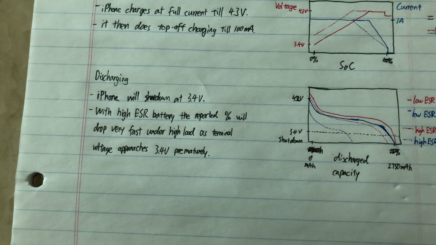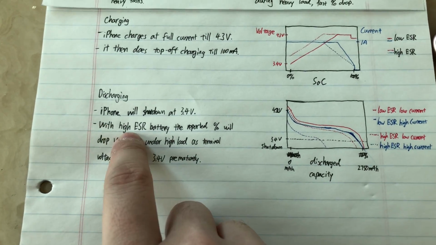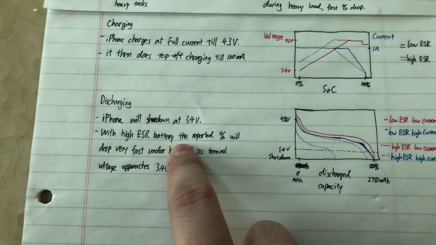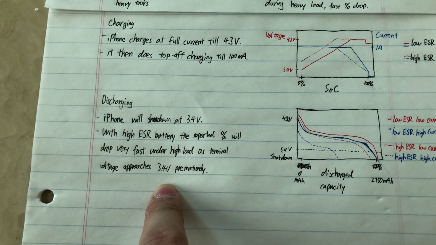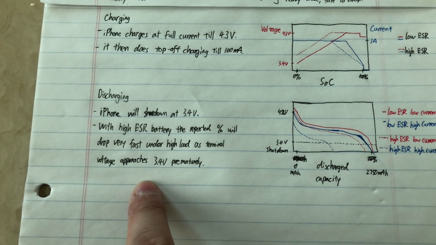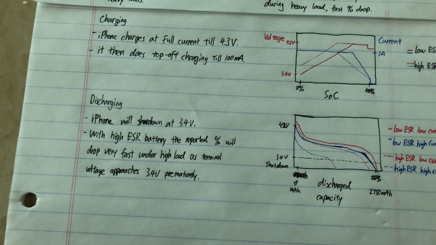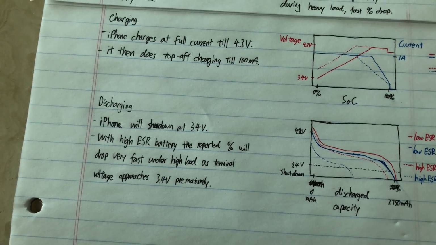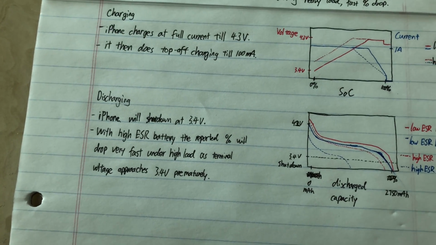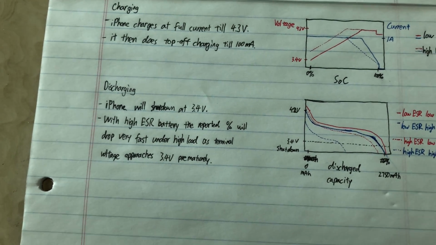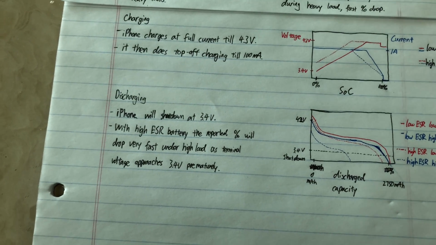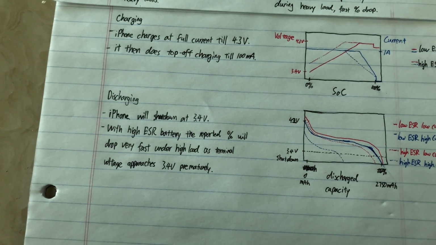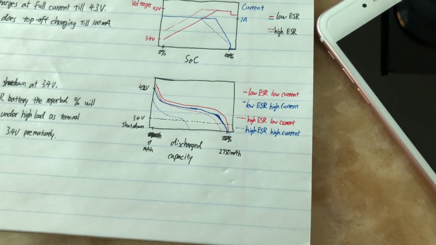And then when it comes to discharging, the iPhone will shut down no matter what at 3.4 volts. And with the high ESR battery, the reported percentage will drop very fast under high load as the terminal voltage approaches 3.4 volts. So basically that's just how the battery fuel gauge inside the iPhone operates. When it sees that terminal voltage drops really quickly, it'll start to decrease that percentage very quickly so that the user will basically get warned a little bit ahead of time before it actually shuts down.